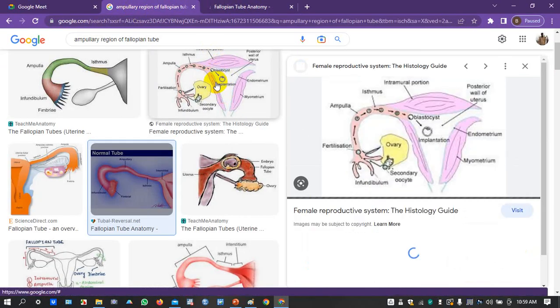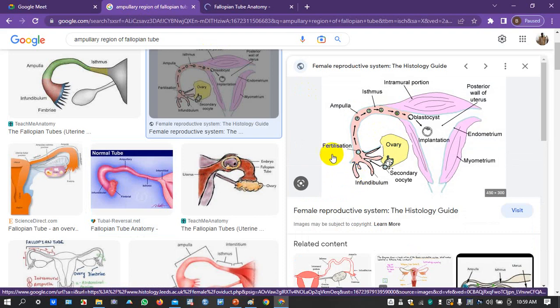This is the ampullar region. Okay, this is clearer. Fertilization occurs in the ampullar region, this side. This is the infundibulum, the finger-like projection. This egg is now fertilized. So all this side from here to here is the ampulla, and this is the isthmus.